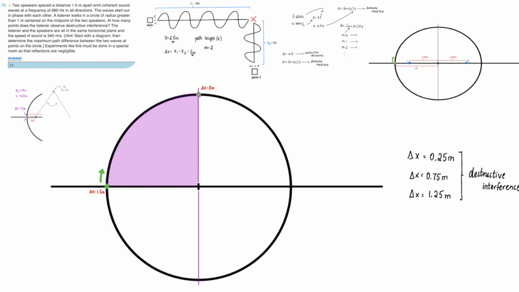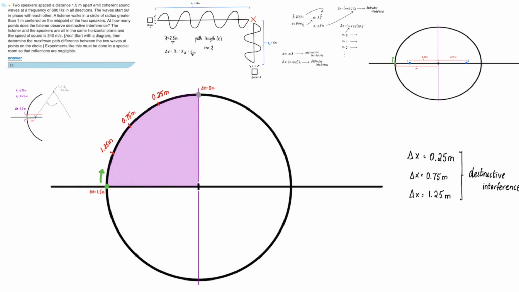Now as our listener moves from the green dot to the gray dot, the path length difference that he experiences is going to decrease. So when the listener is at the green dot, path length difference is 1.5 meters, but then once he gets up to this point right here, path length difference might decrease down to 1.25 meters. As he moves further along the circle, it might go down even more to 0.75 meters, and when he's nearing the gray point, it's going to be maybe at 0.25 meters. And then finally, when he gets to the gray point, path length difference is going to be 0.